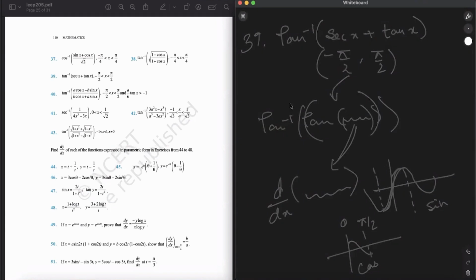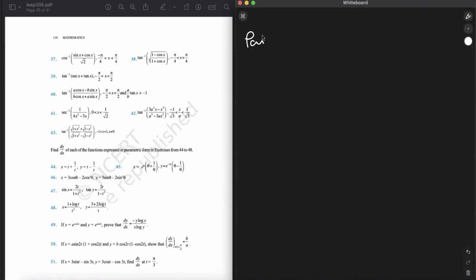Now moving back to the question, we had tan inverse of sec x plus tan x. So how can we solve this? First, we have to try and simplify it. If we fail to do so, then we'll just differentiate the tan inverse part and put the values. So what can I do with this? 1 upon cos x plus sin x upon cos x.